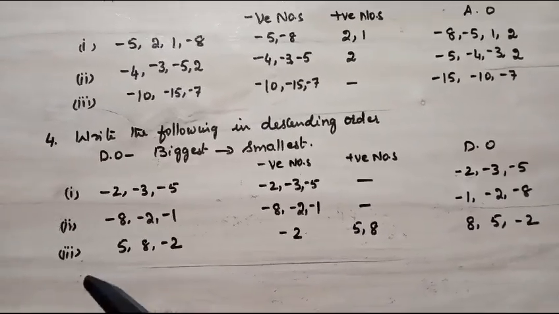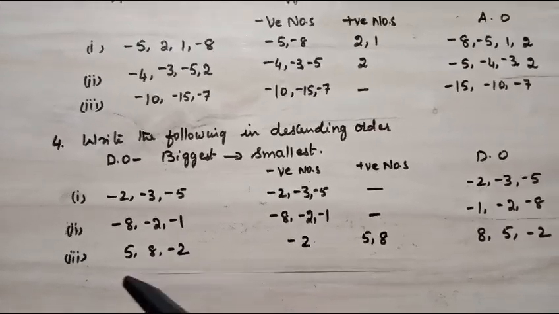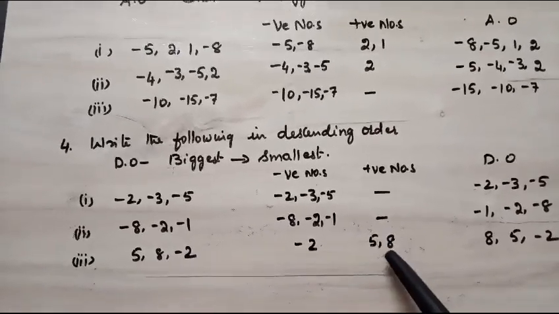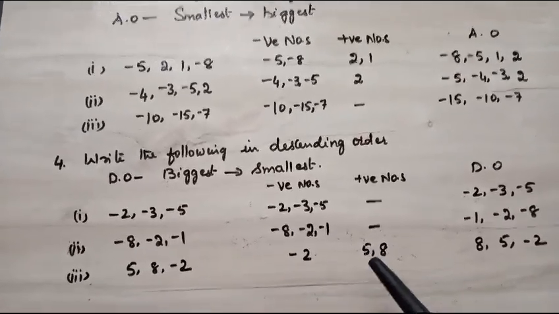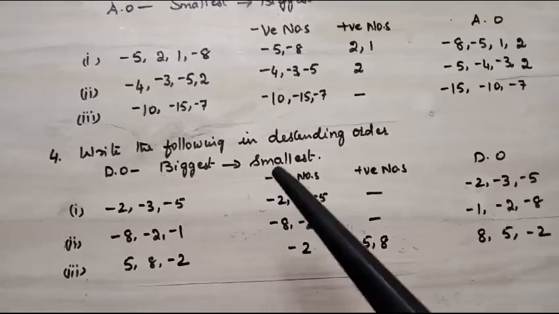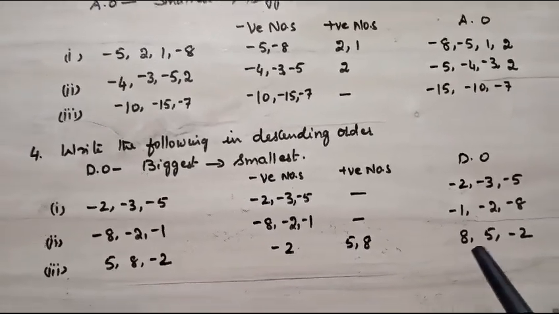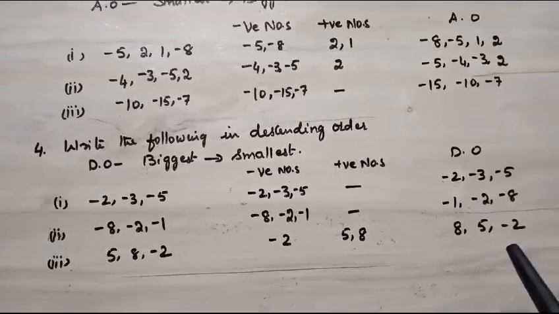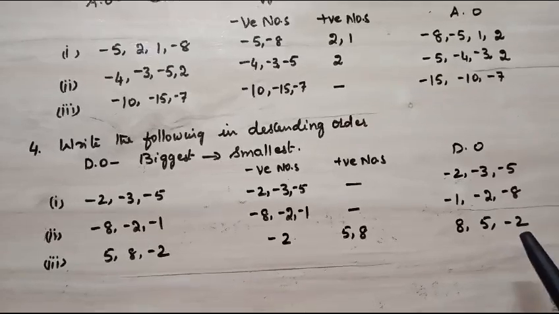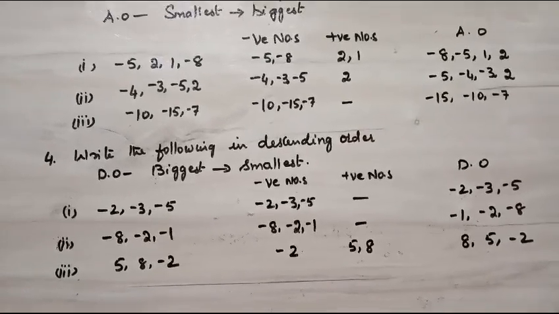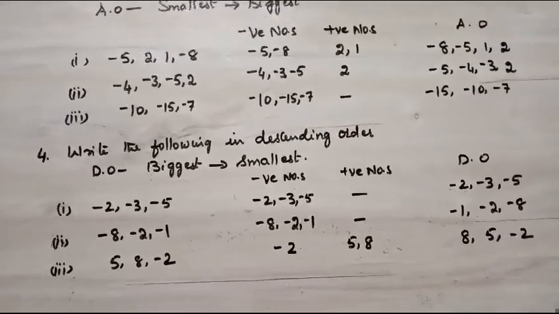Next, when you go to the third one, you have 5 and 8 and -2. So 5 and 8 come under positive, -2 under negative. In this, first we have to see the positives because we are dealing with biggest to smallest. Out of 5 and 8, it is 8 which is the bigger one. Next 5, next only -2 because we have only one negative, so we need not worry, -2. So this is the answer for the fourth question, children. We will go to the next one in the next class.